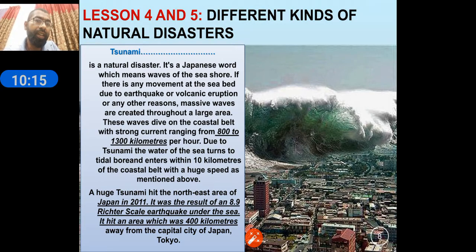And we know the atomic station was damaged, which ultimately caused very severe damage, and still the people of those areas are affected.